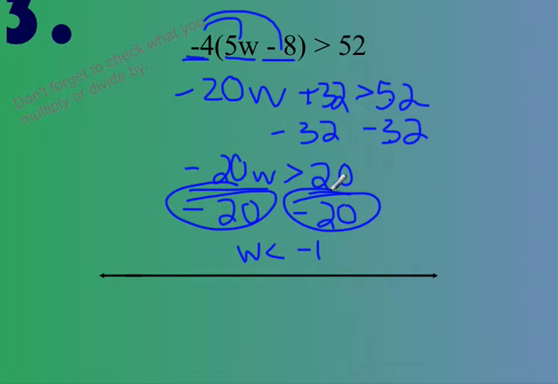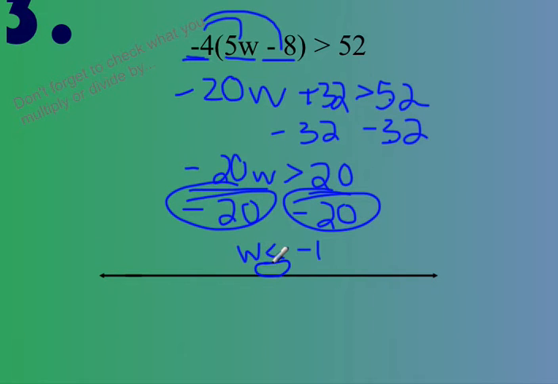Whenever you divide or multiply by a negative number, you should have these little alarm bells going off in your head that say, hey, I'm dividing by a negative number. I need to flip the symbol. So really be paying attention to those negatives. And it's only when you're multiplying or dividing by them. So now let's talk about how we would graph this.